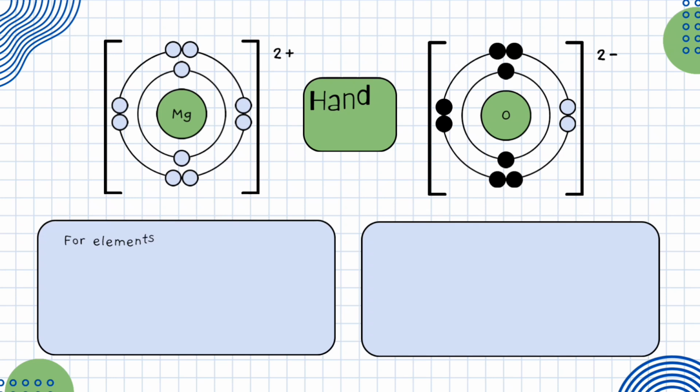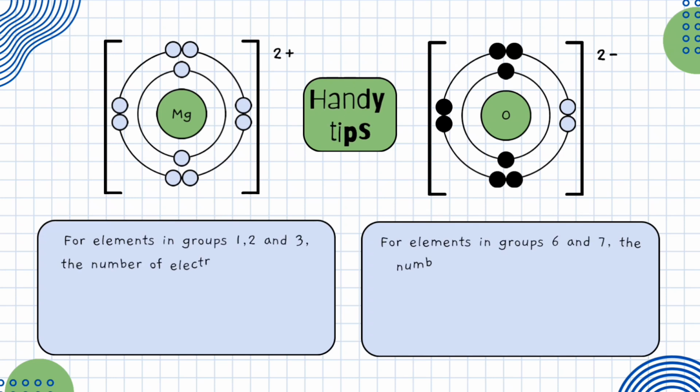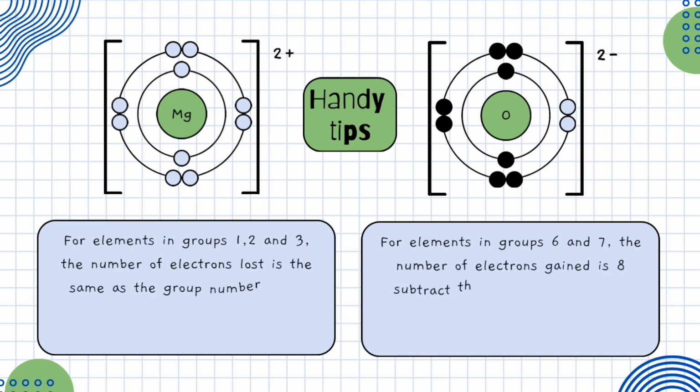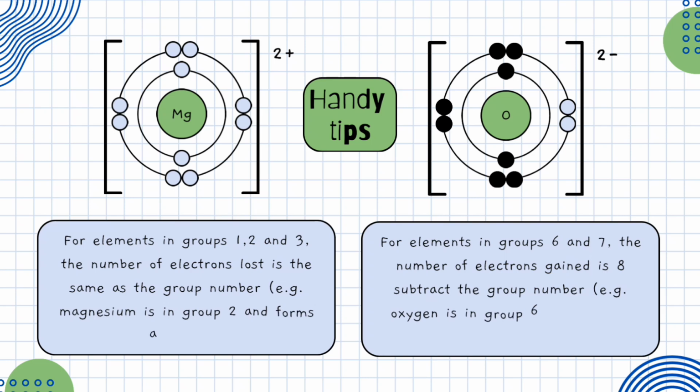For example, we are taking magnesium and oxygen as examples. For elements in groups 1, 2 and 3, the number of electrons lost is the same as the group number. For example, magnesium is in group 2 and forms a positive 2+ ion. Whereas in the case of oxygen, for elements in groups 6 and 7, the number of electrons gained is 8 minus the group number. Oxygen is in group 6 and forms a 2- ion.